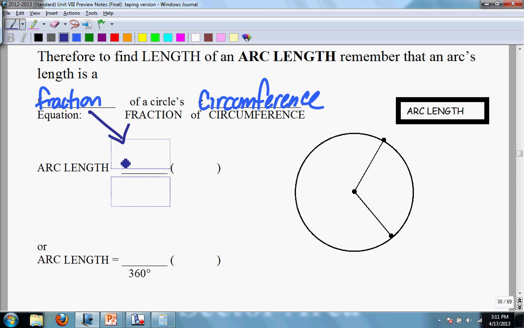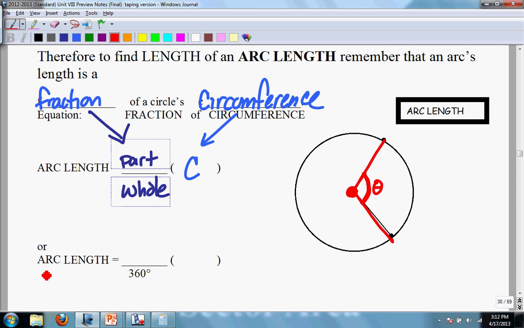Now a fraction is simply a part over a whole. So it's a fraction of the circumference. When we're dealing with a circle, the part that we're going to use is the measure of that central angle right there, and we're going to use the variable theta. Theta specifically means the measure of that central angle only.